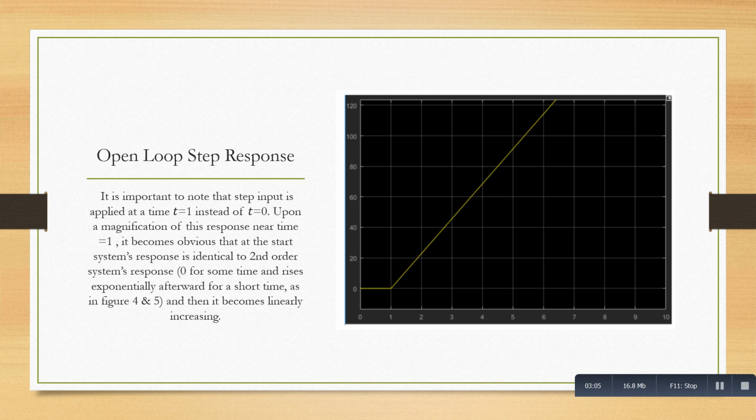Upon magnification of this response near time equal to 1, it becomes obvious that the system's response is identical to the second order system's response: 0 for some time, and rises exponentially afterward for a short time, as in the figure, and then it becomes linearly increasing.